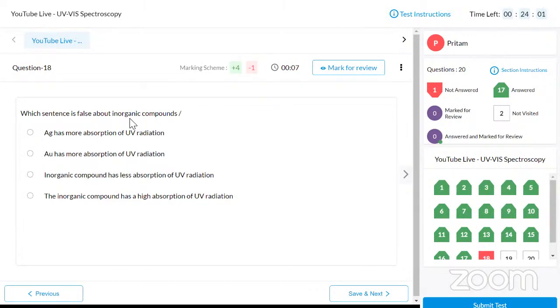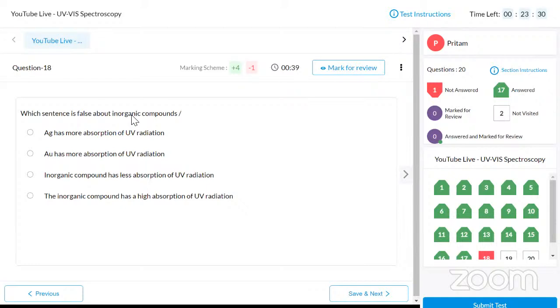Option A: Ag has more absorption of UV radiation. Option B: Au has more absorption of UV radiation. Option C: Inorganic compound has less absorption of UV radiation. And option D: the inorganic compound has a high absorption of UV radiation. Now, if you look at the options carefully, Ag has more absorption of UV radiation. What is Ag, if you know?